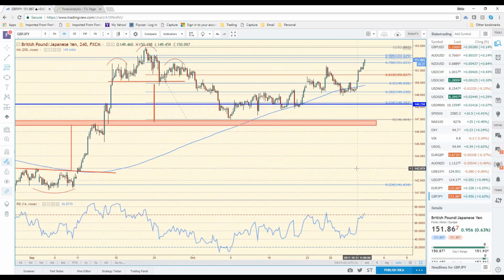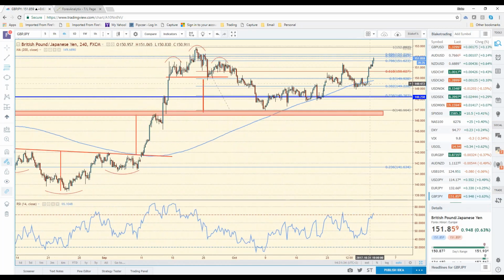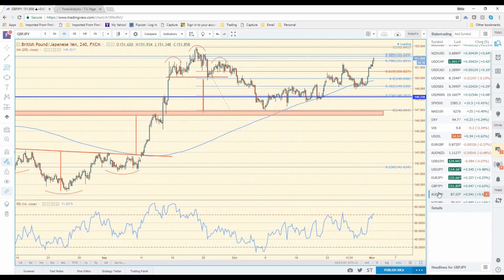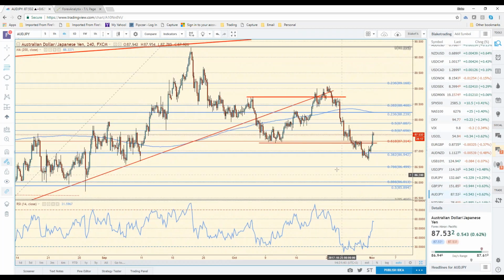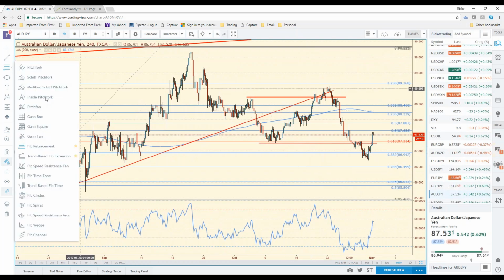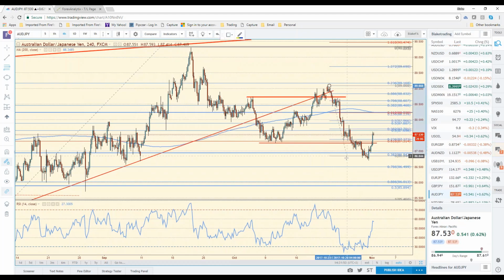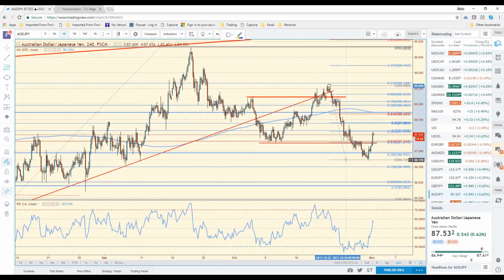Pound. Here's a pound yen. The pound yen continues to strengthen as the pound has been very strong. Here is the Aussie yen. See that we're also struggling here too. Let's see. This Aussie yen's trading really heavy, and it's right at the 38% retracement.